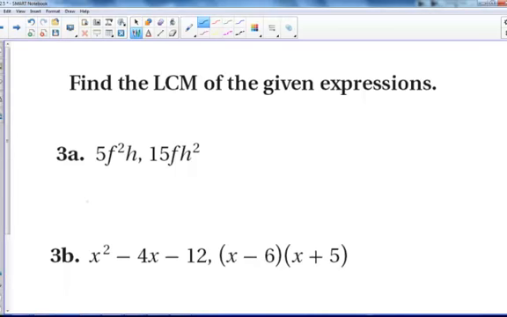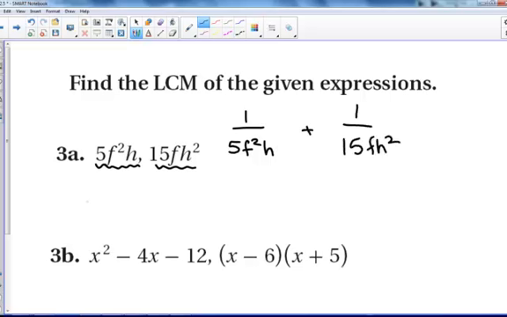What the least common multiple means is what's the smallest thing I can get both of these to so that they're the same. So, for example, if this was 1 over 5f squared h, and if I had 1 over 15f h squared, what can I do to make both of those denominators the same? So, on the left here, I need to get my number to a 15. So I would need to times by 3 so that my 5 becomes a 15.